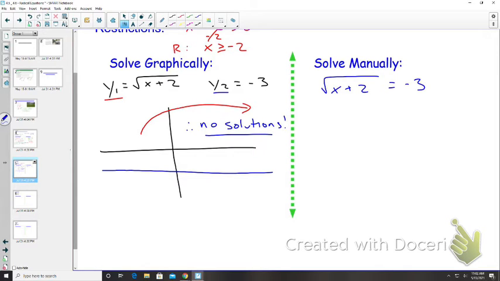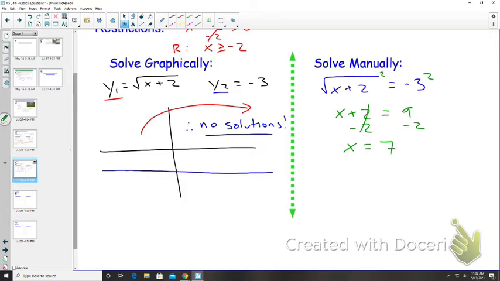Okay, so let's solve for x. So we will square both sides. And we get x plus 2 is equal to 9. Subtract 2 from both sides. X is equal to 7. Okay, so we actually do have a solution.